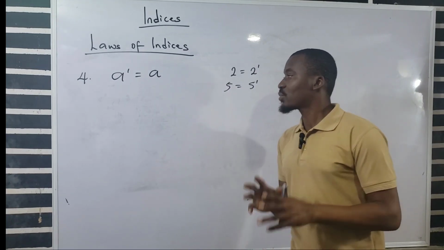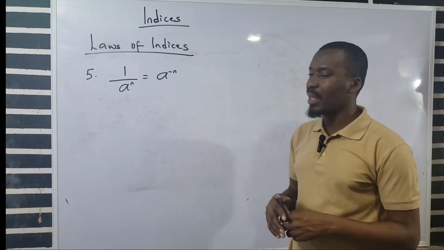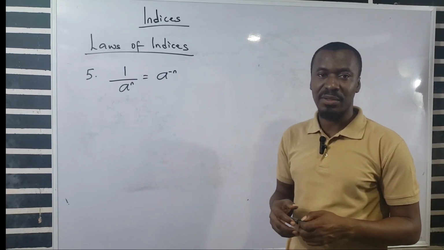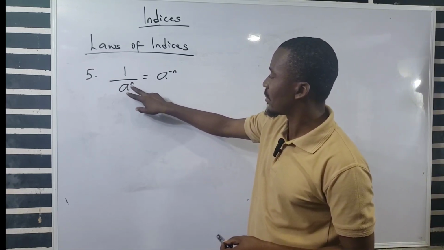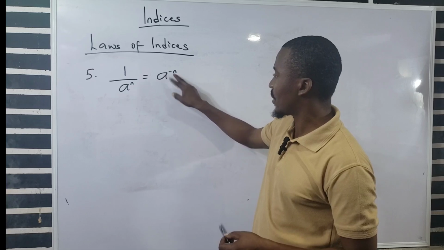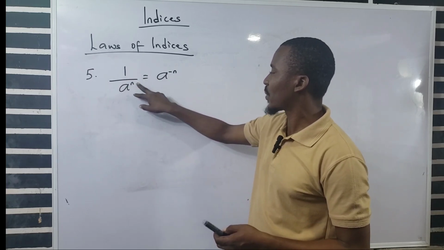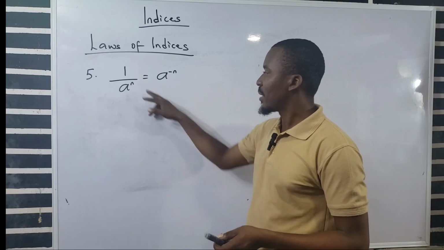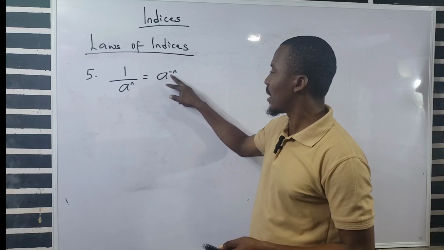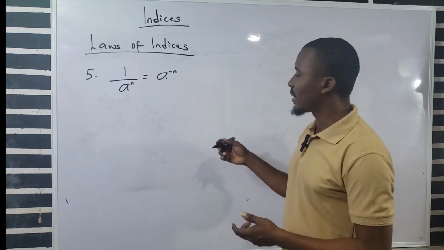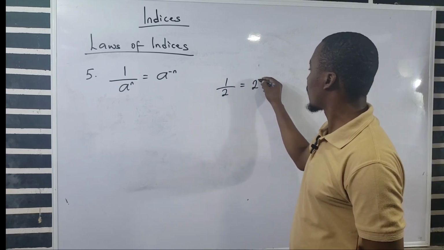Okay, now let's move to fifth law. So in this particular law, we actually call it fractional index. Okay. Now you will notice what happens there, that 1 over a to the n will give you a to the minus n. So I always tell students that this minus here simply means 1 over. Okay. So you have to have that in mind, that 1 over a raised to power n will give you a to the minus n. Now it can be just 1. For example, 1 over 2 can be written as 2 raised to power minus 1.